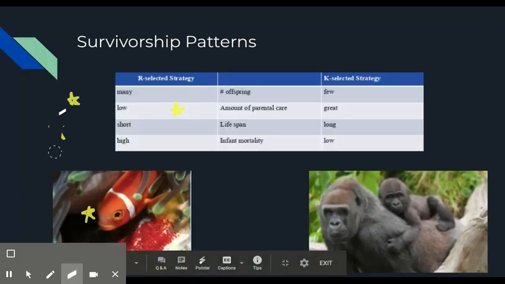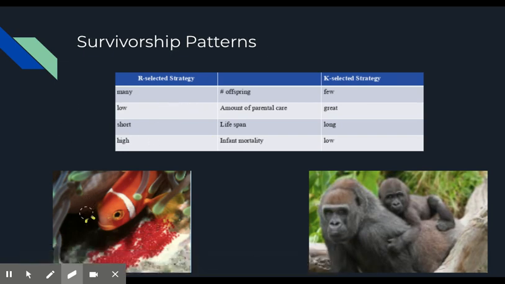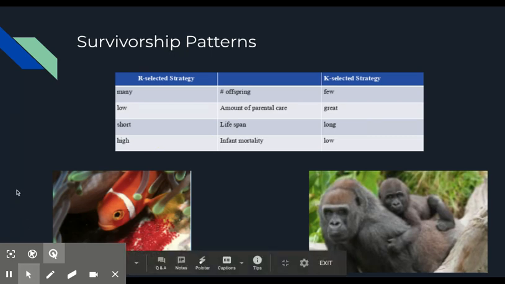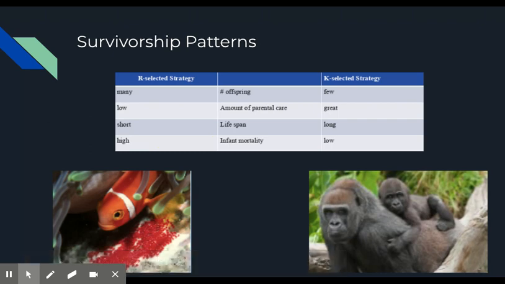So survivorship patterns. We have two different types of strategies here. We have R-selected strategies and K-selected strategies. So what do you think is going to happen here? We have this awesome clownfish that's guarding its nest, right? So if you're an R-selected strategist, you are an organism that gives a high volume of offspring. Yes. But you don't put a lot of time or energy in raising those offspring.